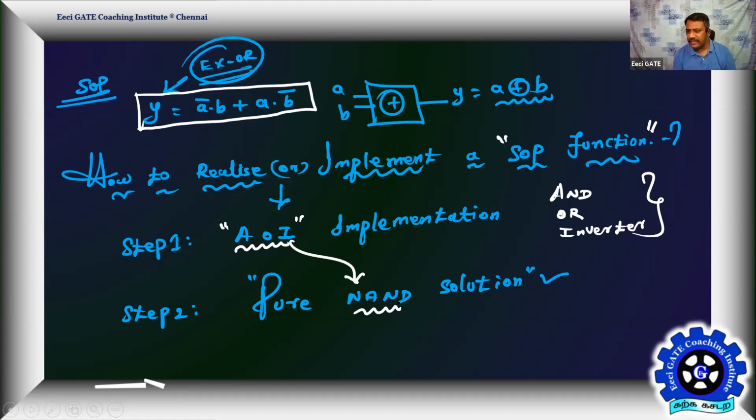We'll see. Okay, any other function. As of now, the challenge is we want to implement an exclusive OR function only by using NAND gates. So let us go through the first step. Let us implement XOR using a minimum number of AND gates, minimum number of OR gates, and minimum number of inverter gates. So now we are going for the AOI implementation of XOR.